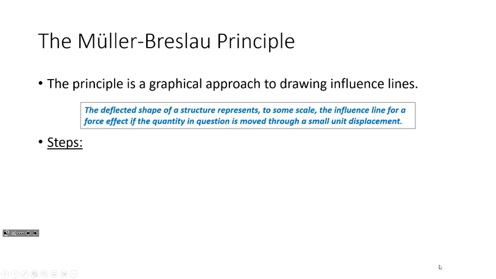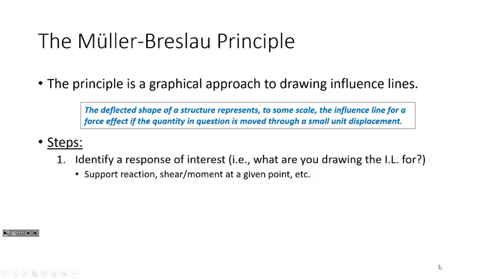All right. So basically, the Mueller-Breslau principle says that if you take a structure and deform it a certain way and look at that resulting deformed shape, that shape is the influence line. Okay? All right? So how does it work? Okay? Here's how it works. So the first thing you need to do is identify the response that you're looking for. Is it a reaction? Is it a moment at a particular point? Is it a shear at a particular point? Whatever that reaction is, okay?